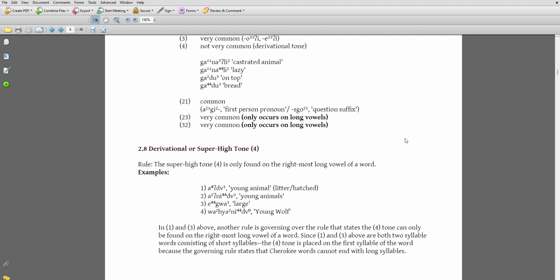Since number 1 and number 3 above are both 2-syllable words consisting of short syllables, the 4 tone is placed on the first syllable of the word, because the governing rule states that Cherokee words cannot end with long syllables. So if you need to apply a derivational tone, and the word consists of only short syllables or short vowels, then you're automatically going to place the 4 tone on the first syllable of the word.